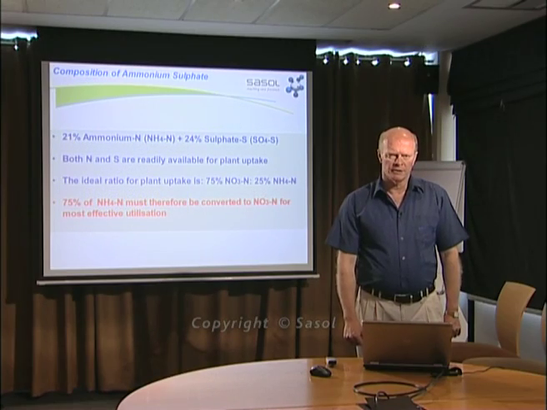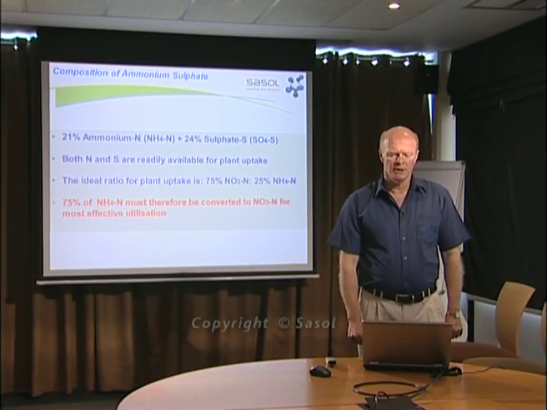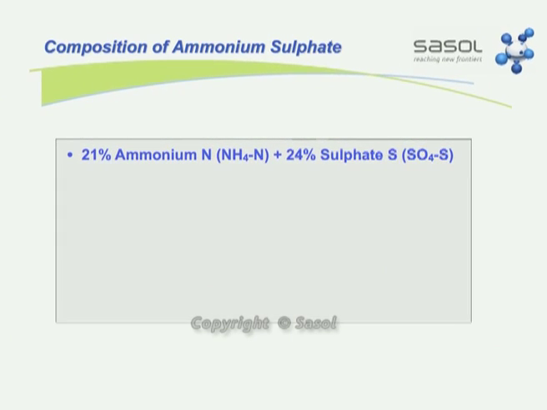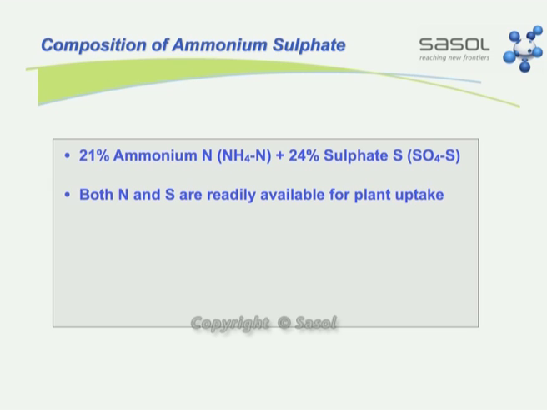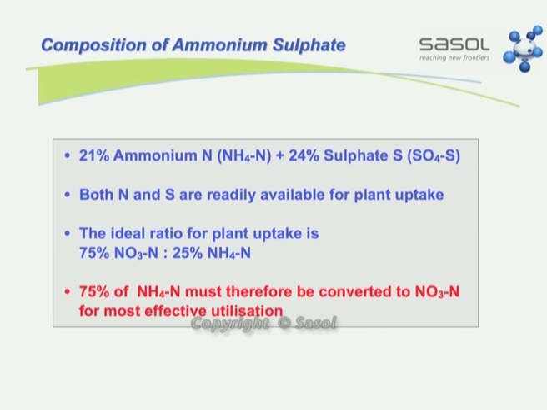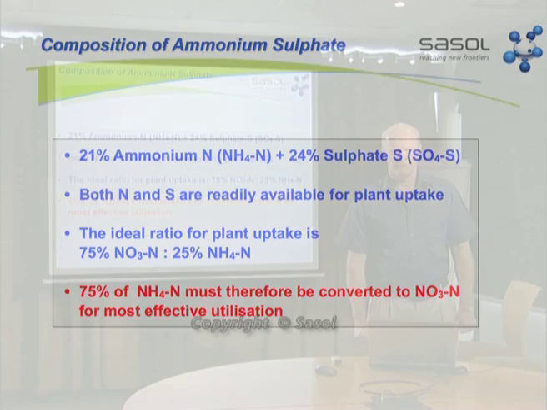Ammonium sulphate contains 21% ammonium N and 24% sulphate S. Both these forms can be taken up by crops, but as we've said, about 75% of the ammonium N from ammonium sulphate should ideally be converted to nitrate.